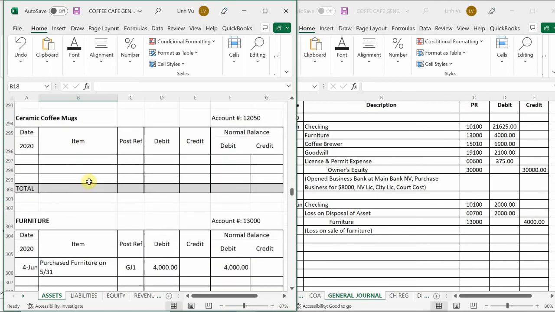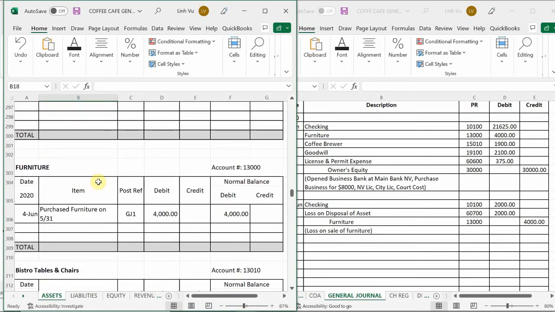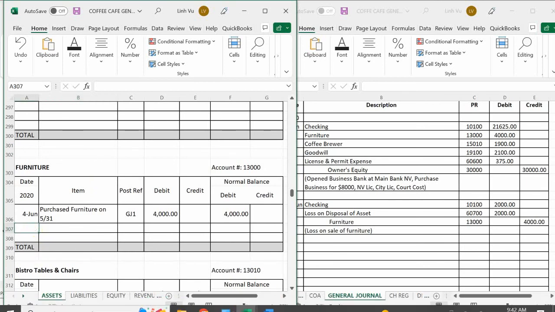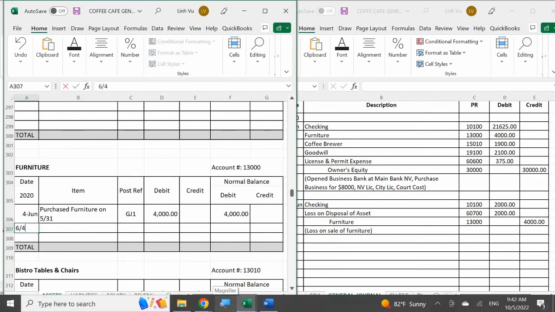Okay, so here is my furniture. Now in this case, I'm going to make a note here that I no longer have the furniture, because I sold it. Sold furniture. Okay. I'm still on general journal page number 1. Now, because I sold my furniture, what did I end up doing? Did I end up debiting or crediting my account?